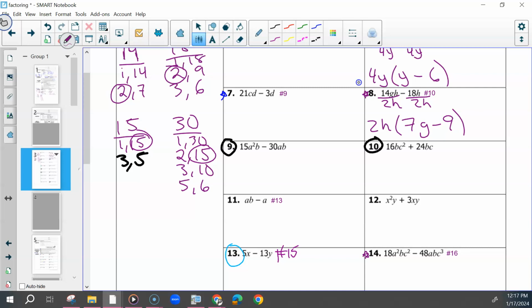Do they have any variables in common? A and B. 1 A and 1 B, they have that in common. They don't have 2 A's because they both don't have 2 A's. So we'll divide both by 15AB.